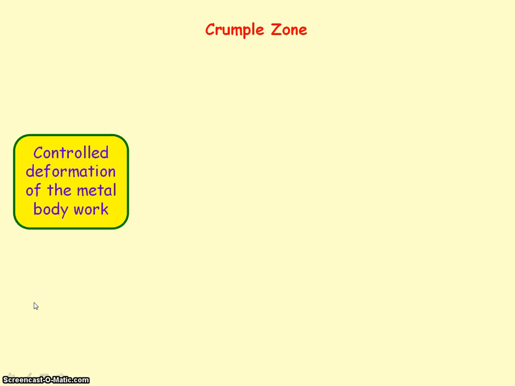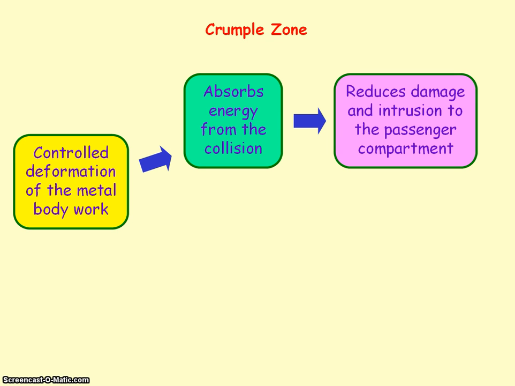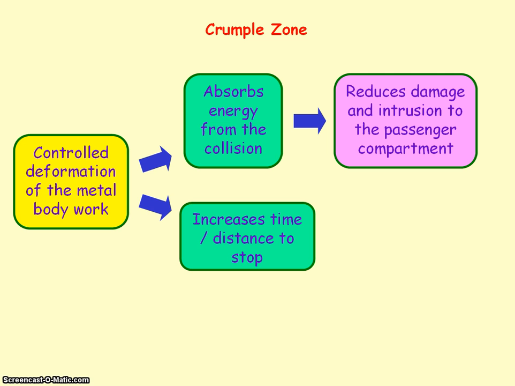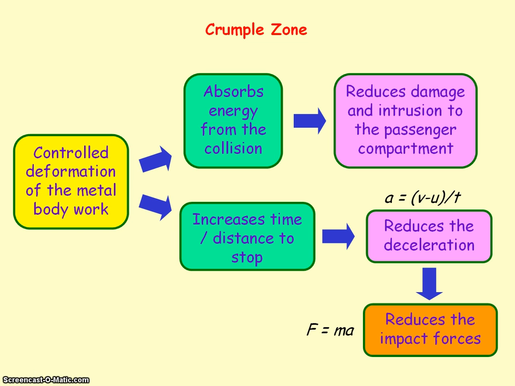The crumple zone, which is in the front of the car, deforms in a controlled way during a collision, and this absorbs energy from the collision, so there's less energy transferred to the driver and passengers in the car. The controlled deformation results in an increase in the time or the distance the driver and passengers stop, and so this reduces their deceleration and hence the forces of impact.